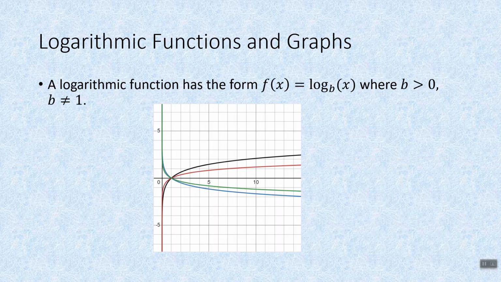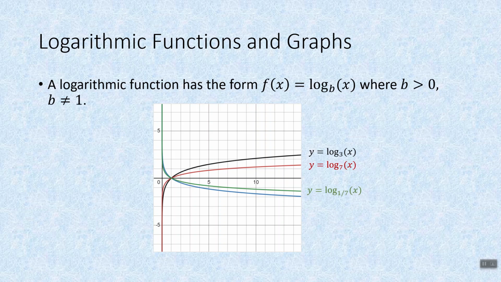Now, with every new type of function, we want to look at the graph and check out the domain and the range. A logarithmic function has the form f of x equals log base b of x, where b is positive but not equal to 1. Here I have 4 different graphs. We see in black, we have log base 3 of x. So that's our base that's bigger than 1. Then y equals log base 7 of x. Notice that 7 is even larger than 3 as a base, and the graph is closer, or lower, closer to the x-axis. It's been kind of compressed a bit.